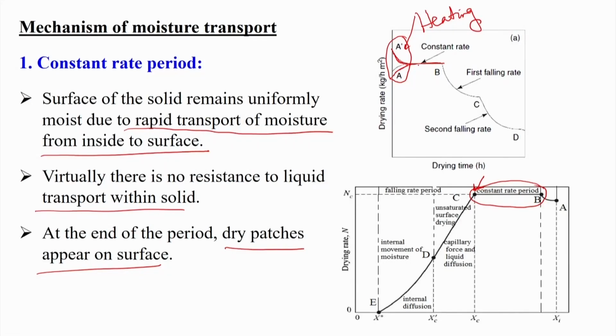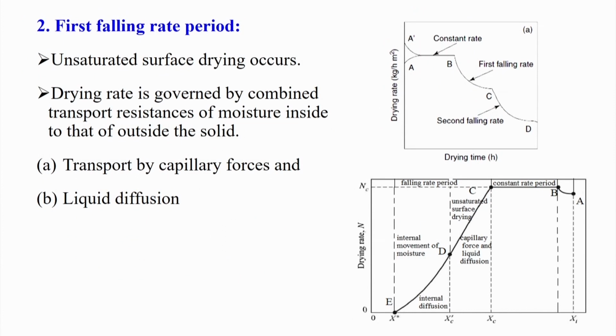We are talking about this constant period, from B to C, which is the constant drying period. Then C to D is the first falling rate period, and from D to E is the second falling rate period. The first falling rate period, from C to D, is where unsaturated surface drying occurs.